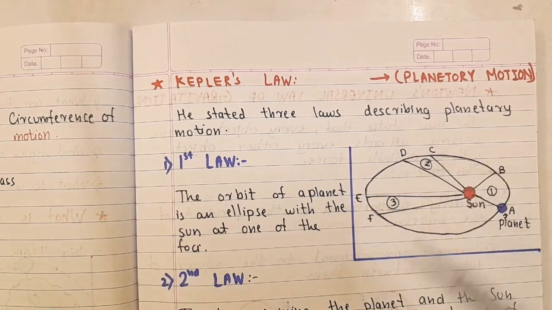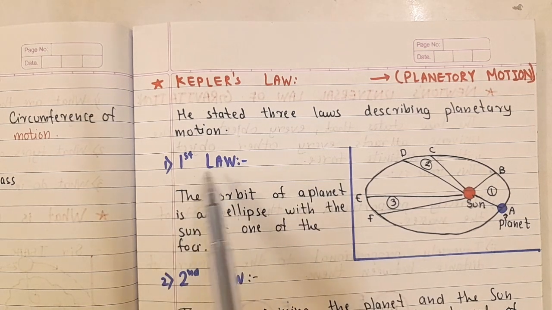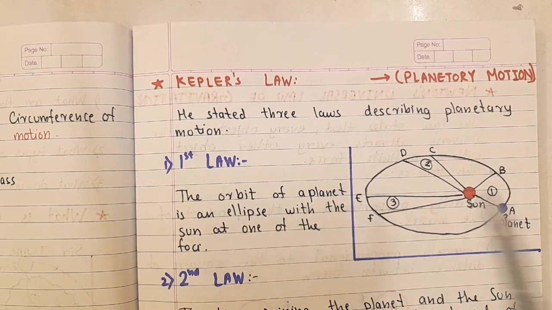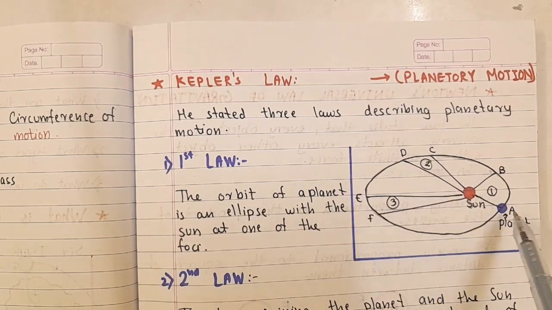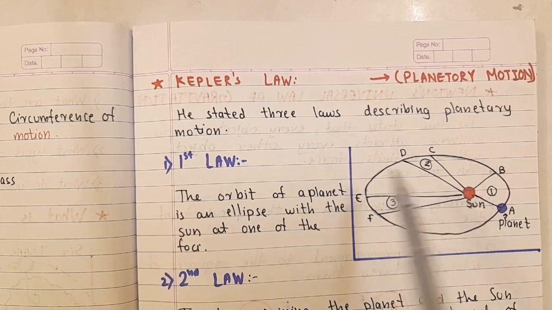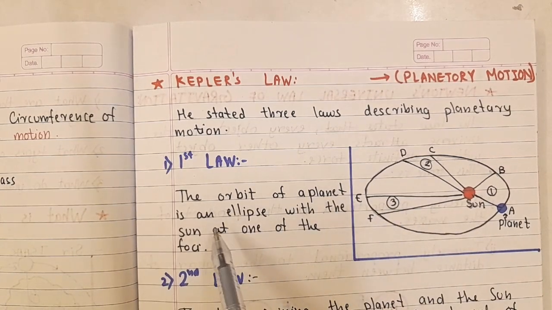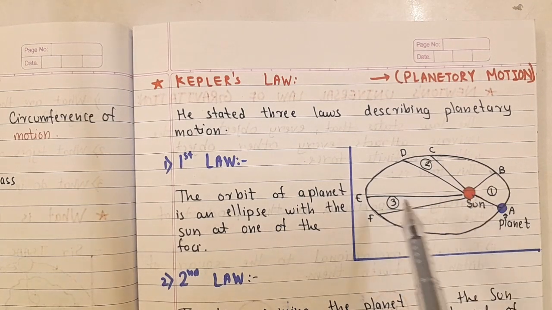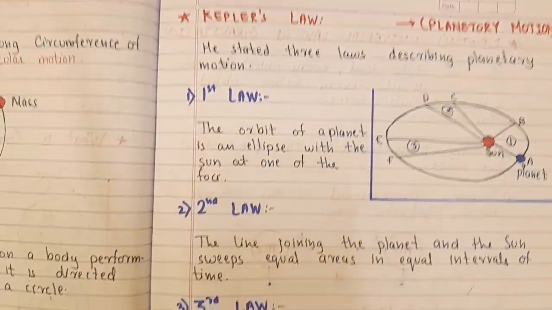Now let's look at the three different laws by Kepler. The first law of Kepler says the orbit of a planet is an ellipse with the sun at one of the foci. We know that an ellipse has two foci, right? That means the sun will be present at one of the foci of the elliptical orbit. So this was the first law.